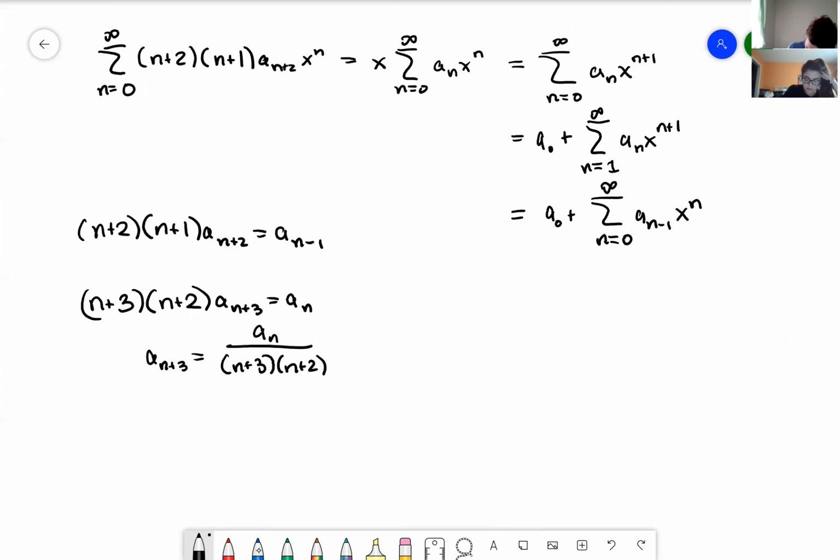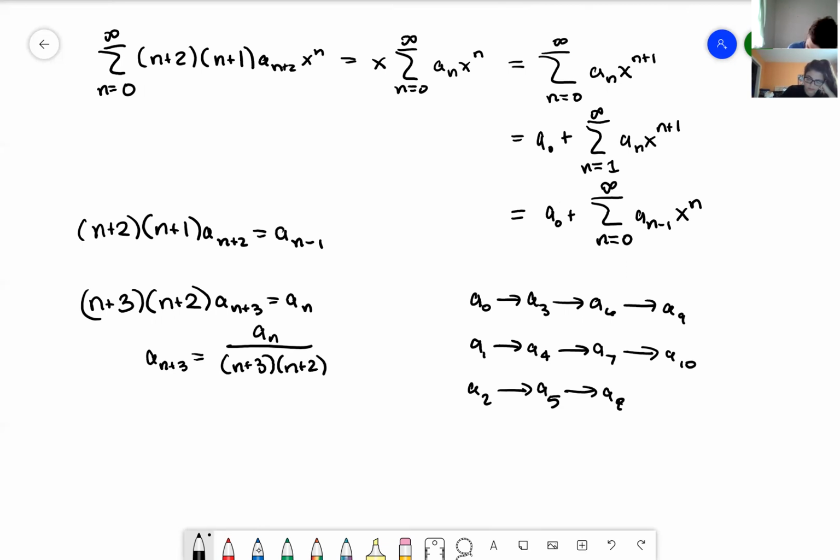So again, if we have a 0, we can use that to get a 3, and then we can use that to get a 6, a 9. We can use a 1 to get a 4, to get a 7, to get a 10. And we can use a 2 to get a 5, a 8, a 11, and then we've got all of them covered. So what we're going to need is to determine a 0, a 1, and a 2.